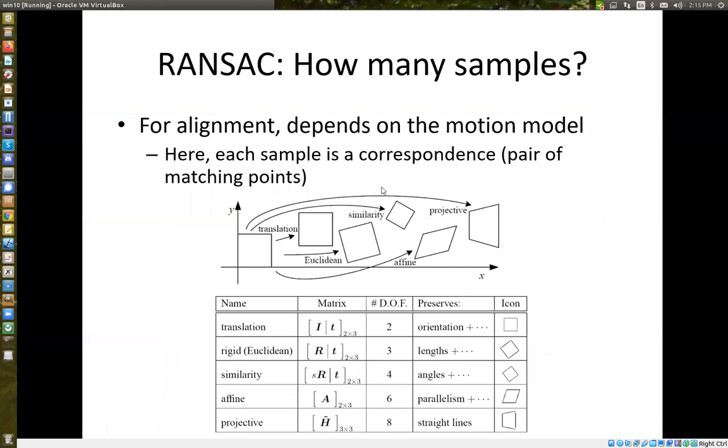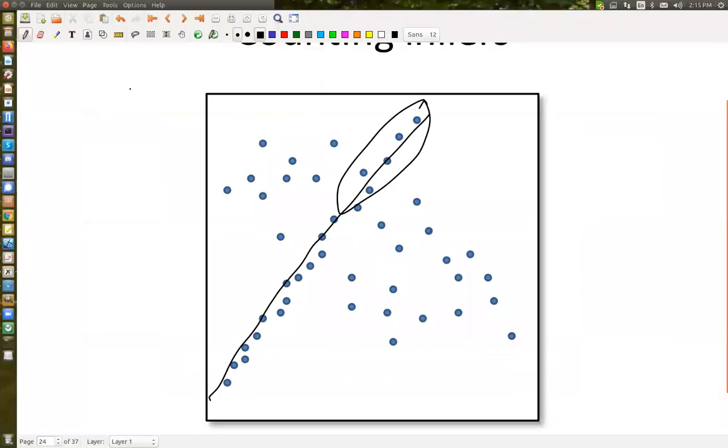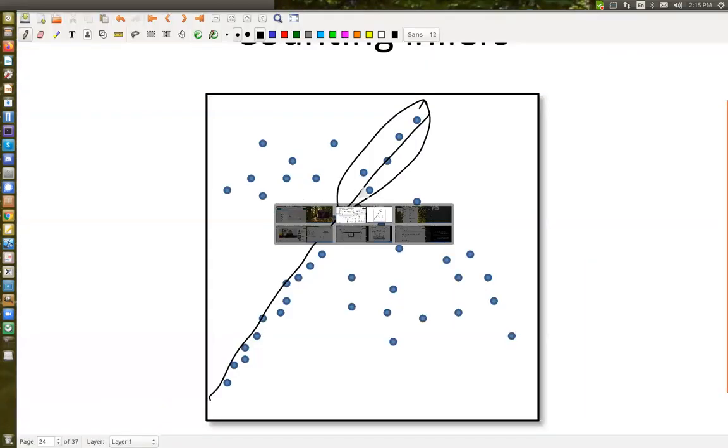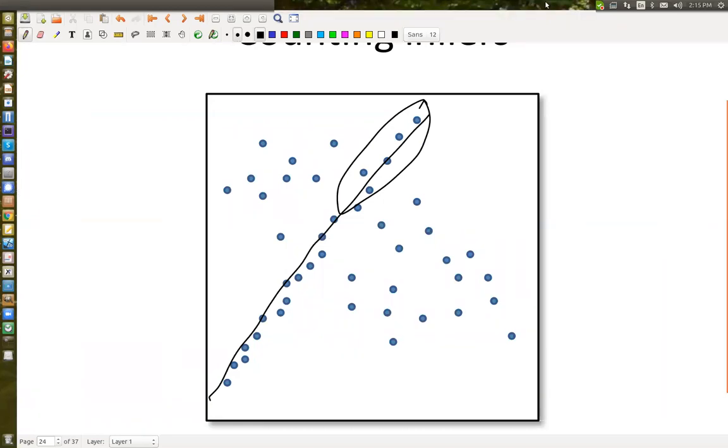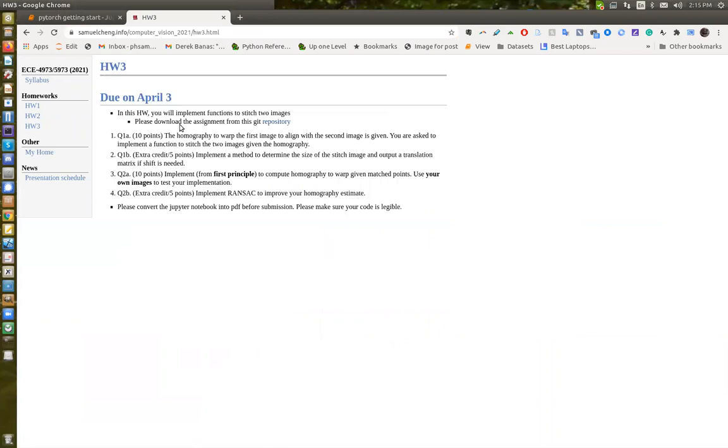I'm a bit over time, but what I want to do is quickly show you the homework. For the next two weeks, I hope you don't mind me going a minute over, because for your presentations I will mostly use up the entire class, so I may not have time to talk about the homework.